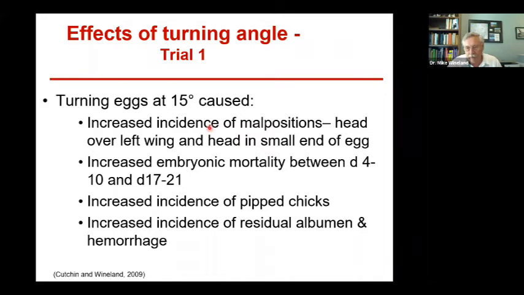But anyways, with only turning 15 degrees from vertical, she saw an increase in malpositions, especially with head over the left wing or head in the small end of the egg. She had seen an increase in embryonic mortality. She saw an increased incidence of pipped chicks, and she saw an increased incidence of, as I said earlier, residual albumin, and also hemorrhaging of that chorioallantoic membrane.